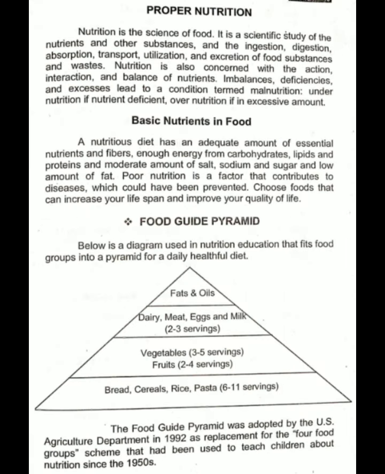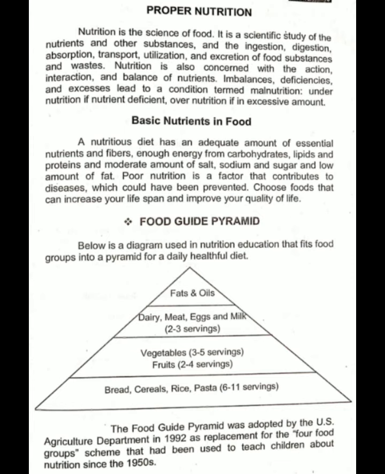Proper nutrition. Nutrition is the science of food, the scientific study of the nutrients and other substances in the ingestion, digestion, absorption, transport, utilization, and excretion of food substances and wastes. Basic nutrients and food. A nutritious diet is an adequate amount of essential nutrients and fibers, enough energy from carbohydrates, lipids and proteins, and moderate amount of salt, sodium, and sugar, and low amount of fat.